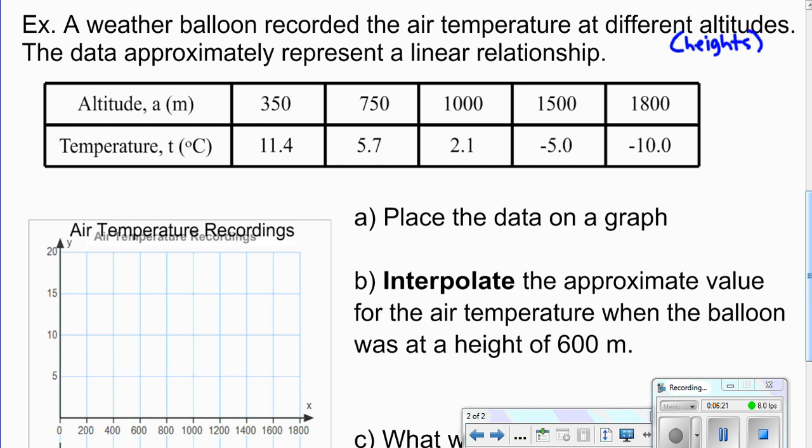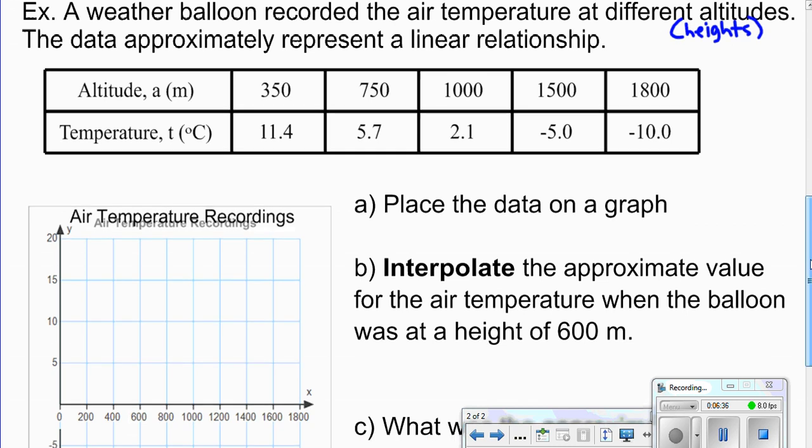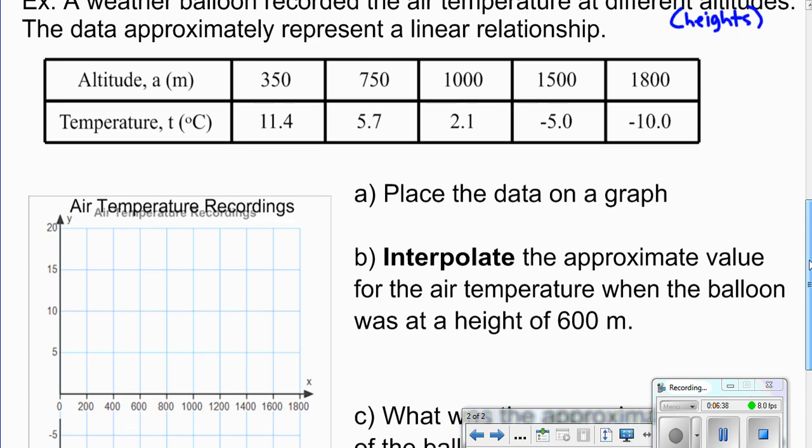And the data represents a linear relationship, but it says approximately. So what that means is maybe every single point isn't exact. Now I know that when this was photocopied for you, the graph is quite light, but hopefully as you're watching online, you can see the video pretty well. So the first thing we want to do is put the data on the graph.